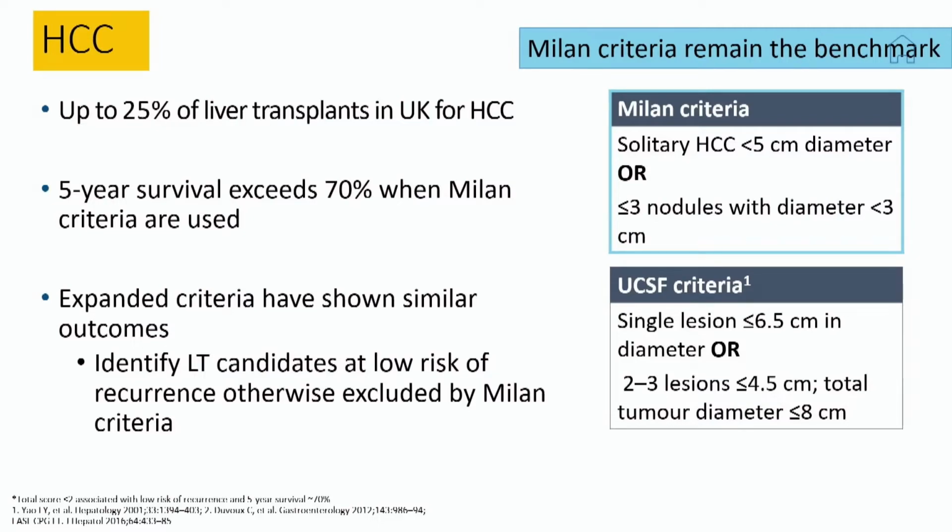What is the Milan criteria? If the patient has a solitary hepatocellular carcinoma less than 5 cm, or 3 or fewer nodules each with a diameter of less than 3 cm, they can undergo liver transplantation. Their survival rate is acceptable. That is, the 5-year survival rate is around 70%.